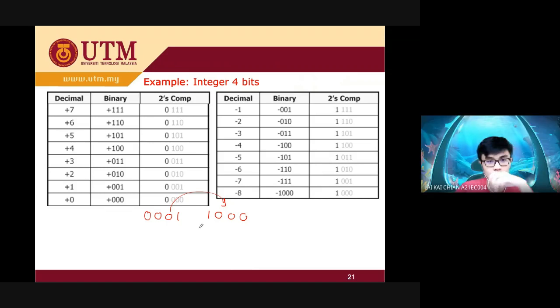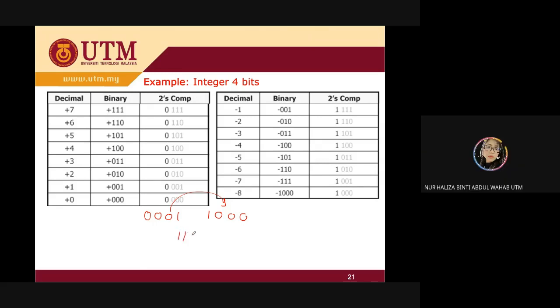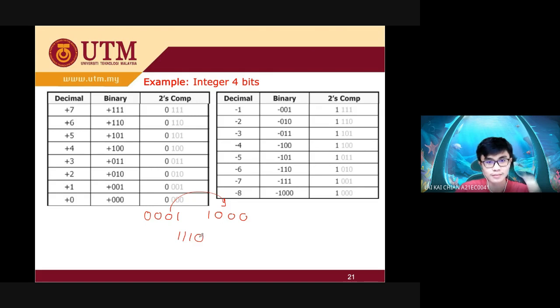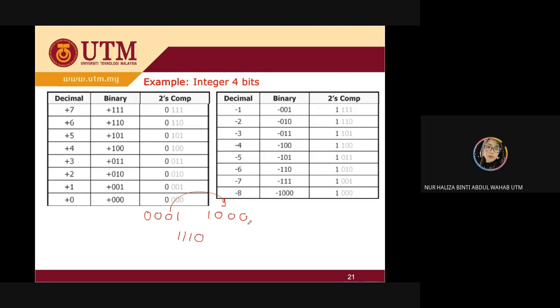Madam, yes, isn't it 1110? 1, 1, 1, 0. This one is first complement. And then you add 1. You will get 1, 0, 0, 1. So this one I need to check whether there is a correction or not.